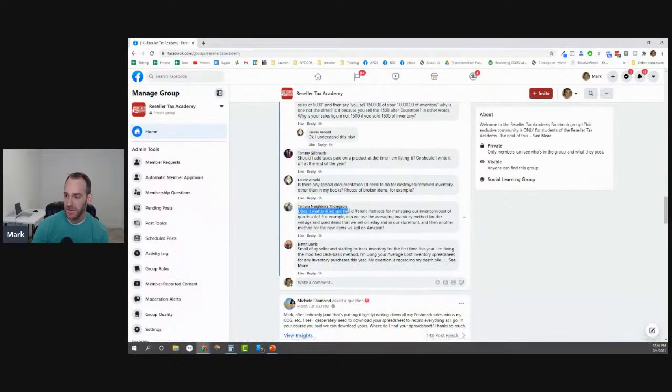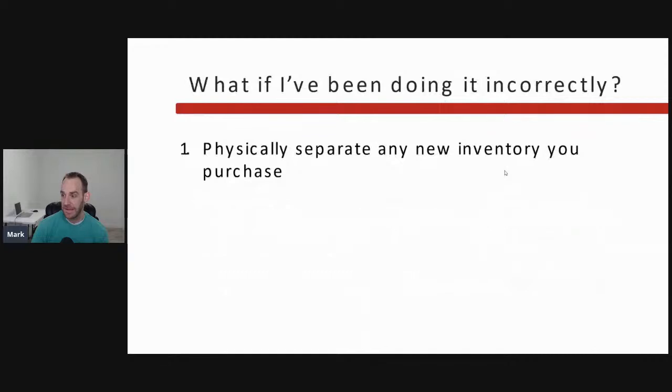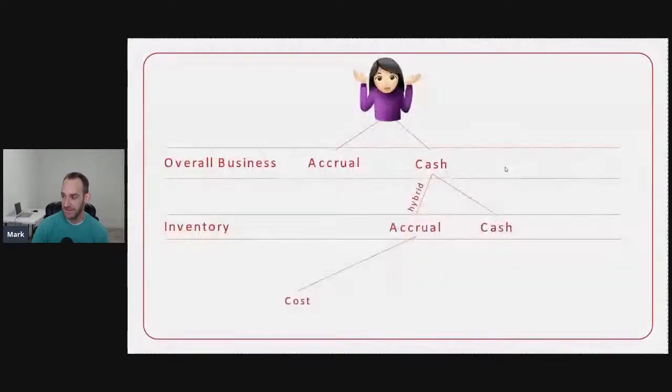Tammy said, does it matter if we use 2 different methods for managing our inventory and cost of goods sold? For example, can we use the average inventory method for the vintage and then another method for the new items we sell? So yes, only if the method you are talking about is one of these on the bottom. It can't be accrual and cash. It has to be either or here, but you could do a combination of these below. You just want to make sure that you're not double counting anything.